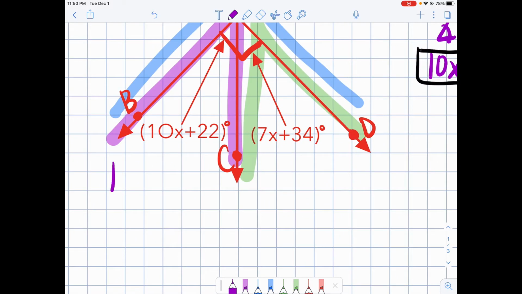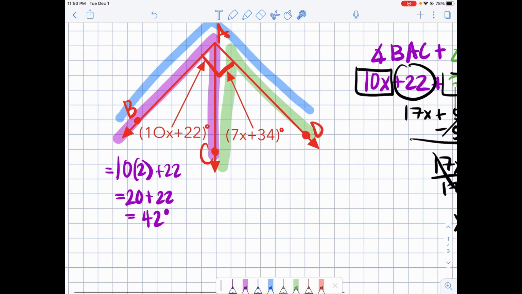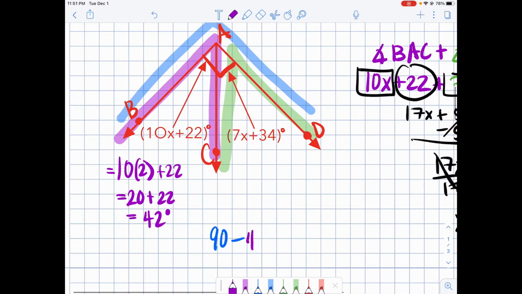Remember, you're basically using x is equal to 2, plugging that information in. So 10 times 2 plus 22 is going to find me my angle. So 10 times 2, that's 20, plus 22, that'll be a total of 42 degrees. Now, because we were told at the very beginning that this was a right angle, we can use that information, the right angle, so 90 minus our angle that we just found, which is 42 degrees, is going to equal the missing angle that we need.